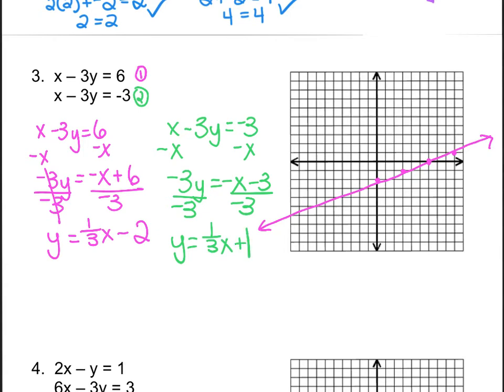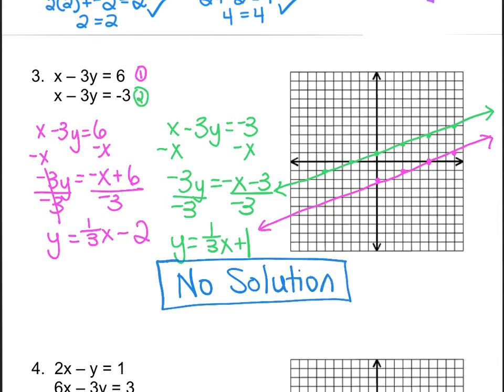So what do you notice about those 2 lines? One thing that you should notice is that they have the exact same slope. So if you remember back to a few units ago, when 2 lines had the exact same slope, that meant that those lines were parallel. Another thing that we should know about parallel lines is that they will never intersect. If they never intersect, they'll never have a point in common. So what we would put for this is no solution. They will never have any points in common.